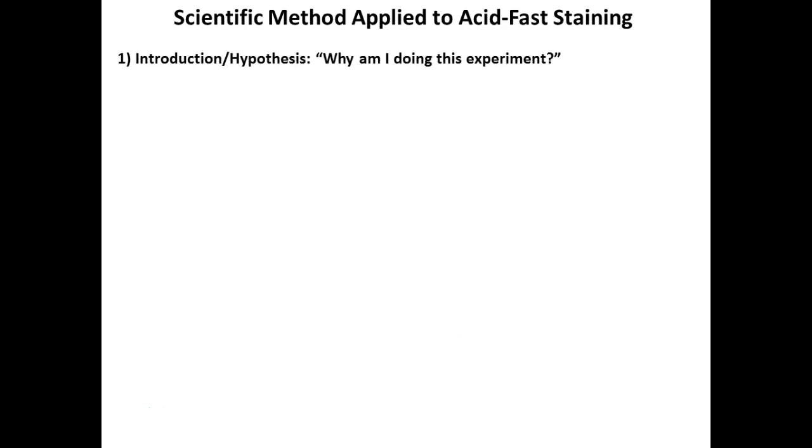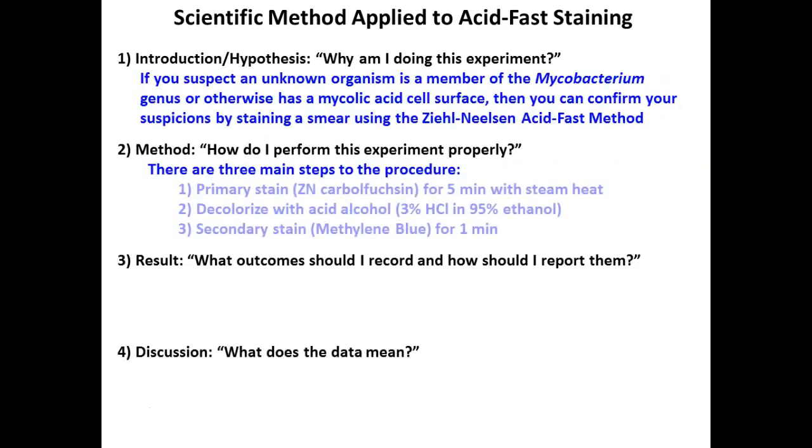What are we trying to see? If they're acid fast, right? If you suspect it's a mycobacterium, you do the acid fast procedure. How do you perform it? We're going to do primary stain over the steam for 5 minutes. We're going to decolorize with acid alcohol. Like I said, it's hydrochloric acid. And then we're going to counter stain for 1 minute. These you do on your staining trays, right?